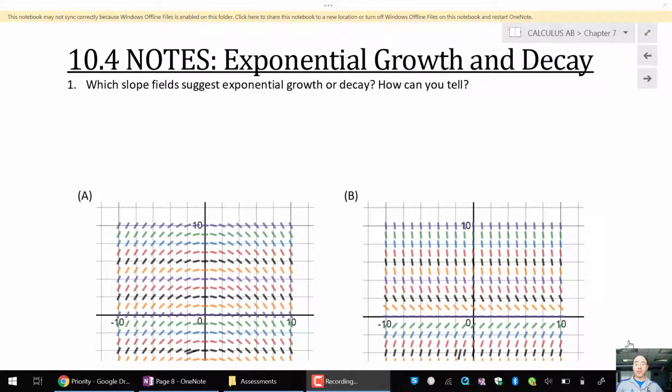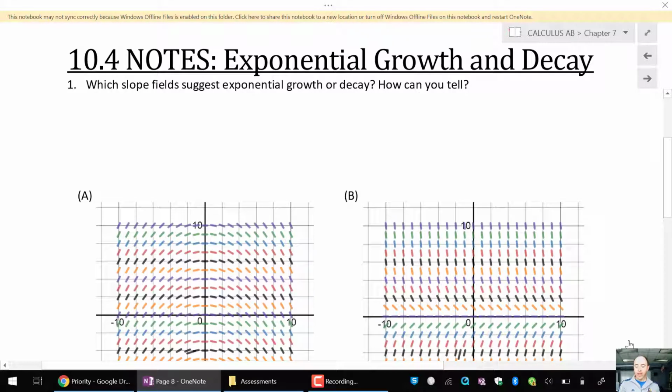We've been working on solving differential equations, and we've also been looking at slope fields. We saw that one of the primary applications of differential equations involves exponential growth and decay. And so what I'd like to do in this video is take the ideas of growth and decay and merge them together with the graphical connections of slope fields.